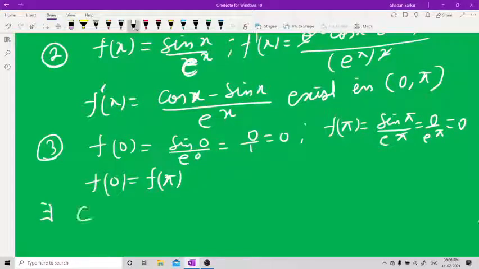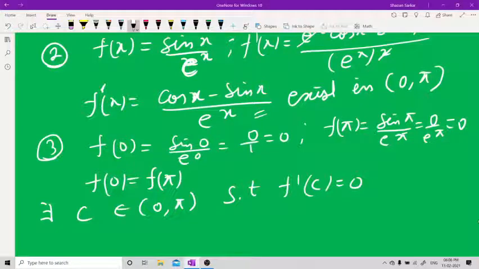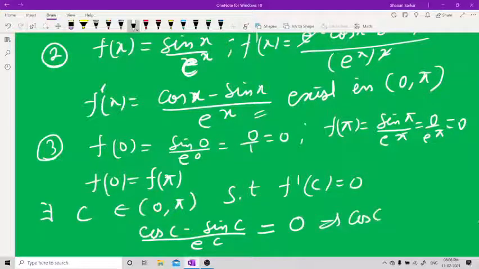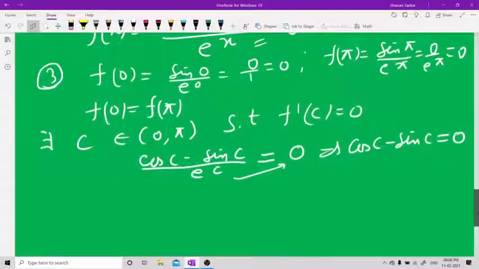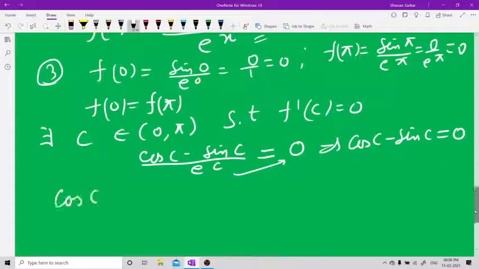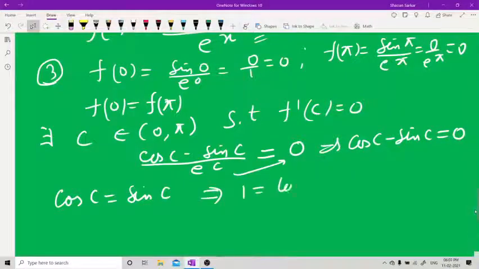There exists a c belonging to (0, pi) such that f dash c is 0. Already you have found out what f dash x is. Just put f dash c. So (cos c minus sin c) upon e to the power of c is equal to 0, implies cos c minus sin c, cross multiply this, you will get 0. Take sin c there. So cos c is equal to sin c, divide by cos. So you will get 1 equal to tan c.